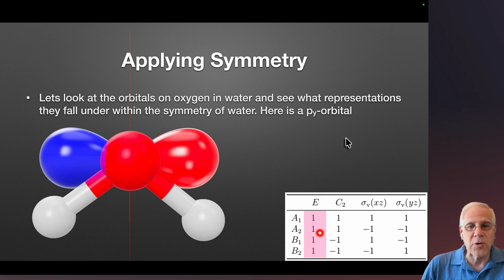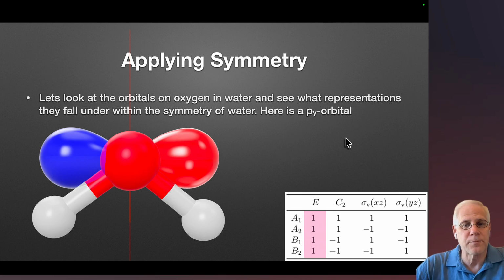And so anytime you have this E operation, everything is always 1, because remember, our E operation is the identity operation, so the molecule remains unchanged. And so this p orbital remains unchanged here. And so everything here is 1.